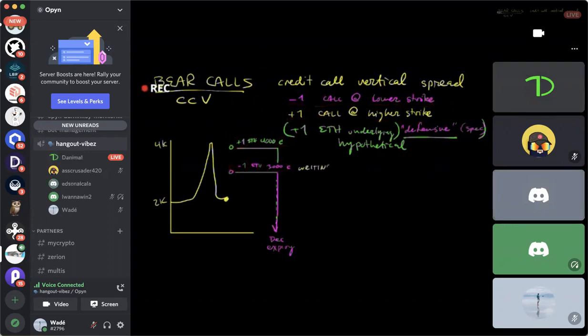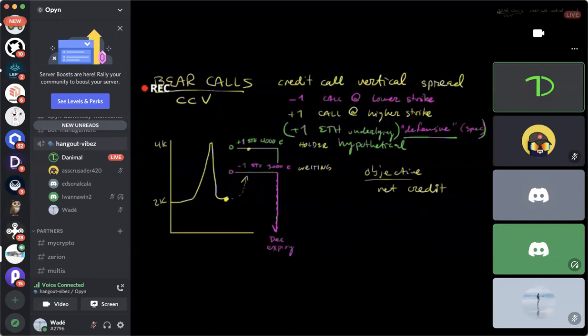This is writing. Wait, but if I'm writing, it means let's say the price is 3,500. That means that someone is buying me, and paying me the premium, and then it's going to be in the money because it's crossing the strike price. So I will need to sell the underlying, right? But yeah, then you buy again. Why do you want to sell it and then buy again?